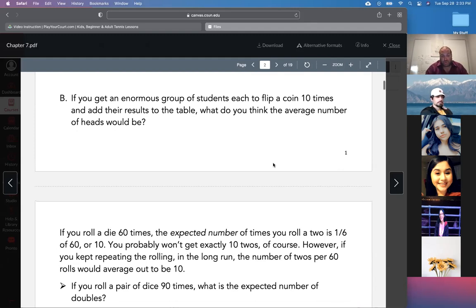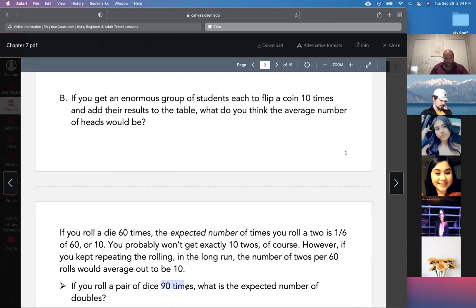But for now, if you roll a pair of dice 90 times, what is the expected number of doubles? I would say like 25-ish. 25-ish, which, just so you know, is not the correct answer, but can you at least explain why you get that so we can see why you thought what it was? Maybe there's erroneous understanding somewhere, or maybe it was a silly mistake. I don't know. But if you tell me why you said that, maybe we can.